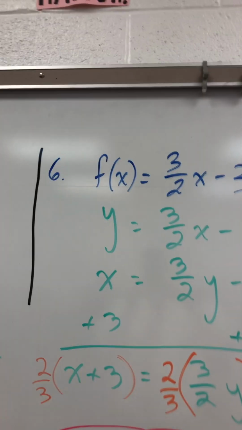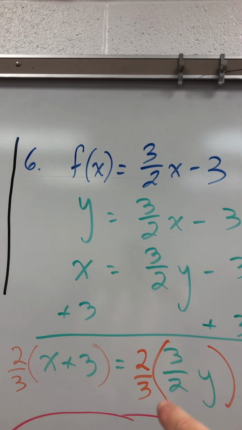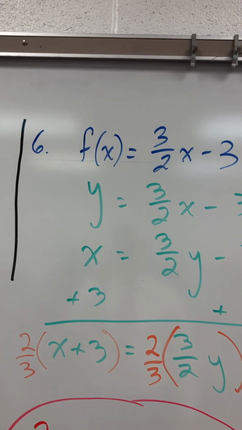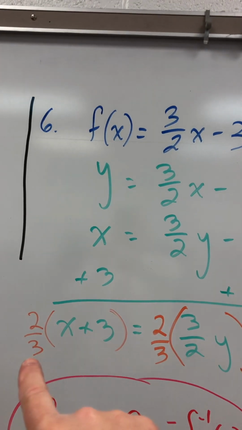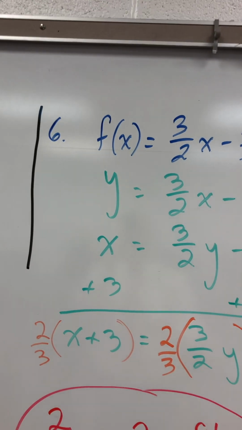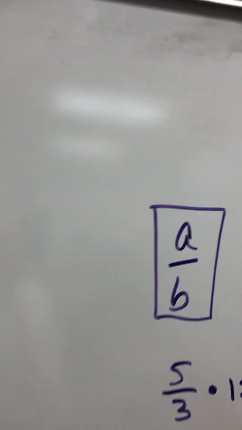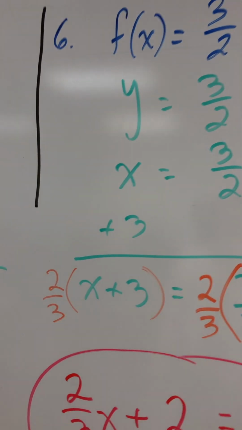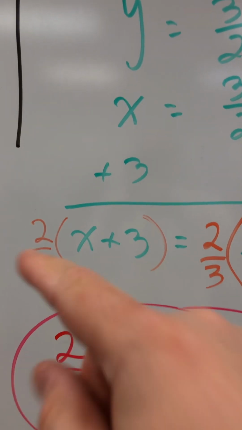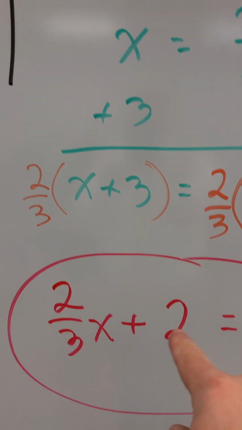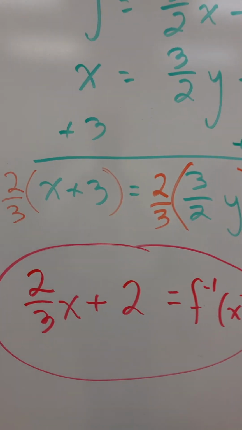Hopefully it makes sense. You're going to multiply by 2/3. So you get the 2's and the 3's to cancel. So you're going to multiply this by 2/3 and this by 2/3. Again, you can use the A over B key and do 2/3 times 3. When you do 2/3 times x, you get 2/3 x. 2/3 times 3, you will find it gives you 2. And there's your answer.